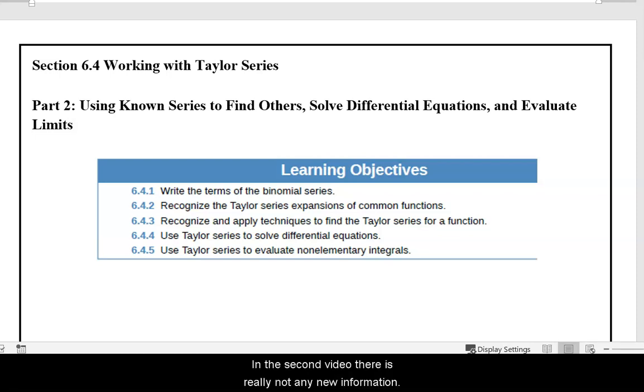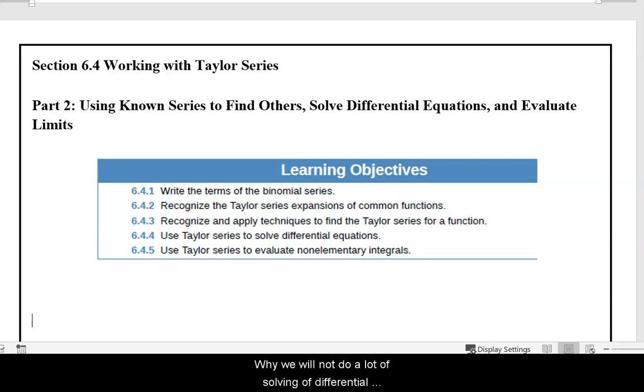In this second video, there is really not any new information to teach. It's simply a matter of using what you've learned in the first few sections of Chapter 6 and using binomial series in order to find other series using known series, to solve differential equations, and to evaluate limits.